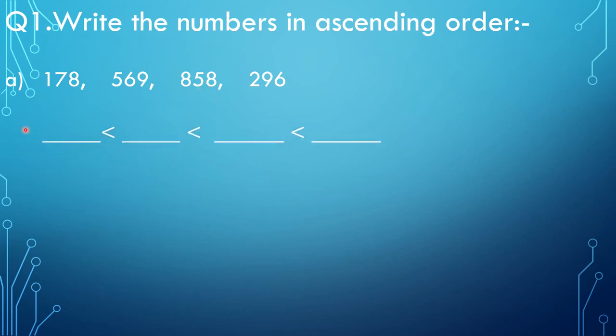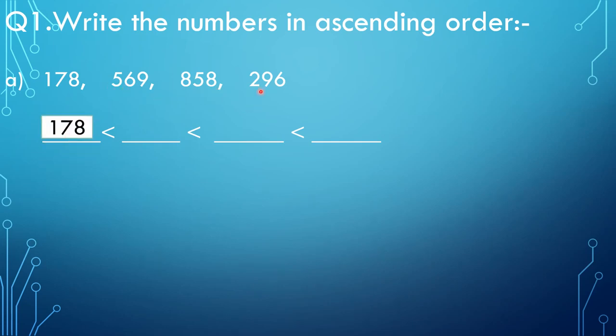So first of all, it is given to us. So which one is the smallest from these numbers? First of all, we will see hundreds place digit. So here 100 place digit is 1. Here in this 5, in this 8 and in this 2. So which one is smallest? That is 1. So the whole number 178 is the smallest among all these numbers. So first of all we will write here 178.